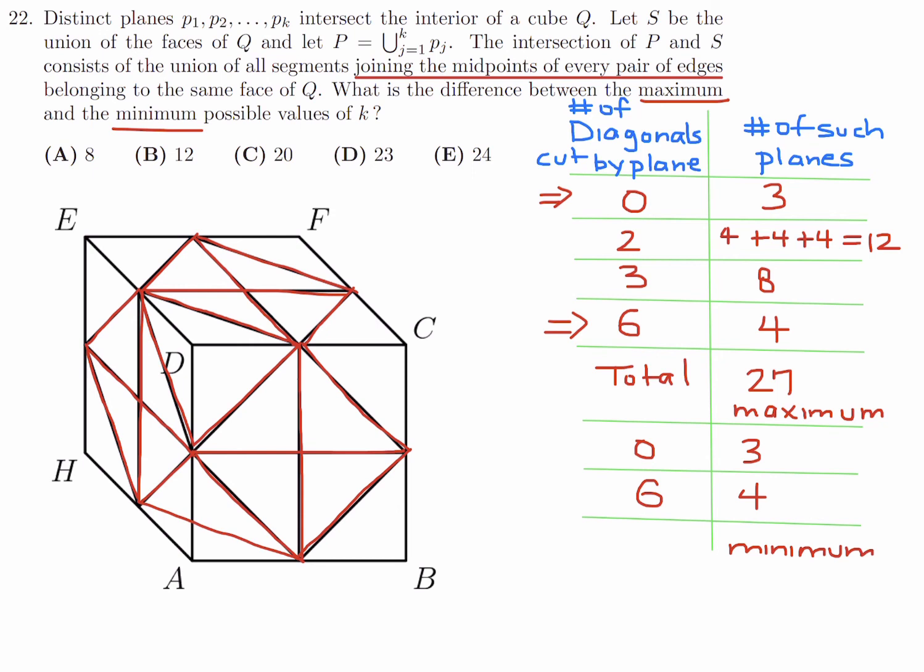So what is the minimum? Well, the minimum is 7. So the difference between the maximum and minimum is 27 minus 7, which is 20. So the answer to number 22 is C.